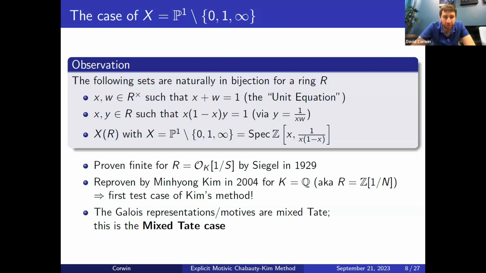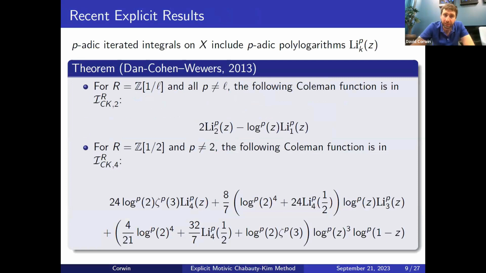And I should note, I'll refer to this later, that the associated Galois representations or motives are what's known as mixed Tate, meaning they come from iterated extensions of powers of the cyclotomic character, at least in Galois theory. So this is called the mixed Tate case. And a lot of the more recent work is trying to generalize from the mixed Tate case. But let me first tell you what has been done in the mixed Tate case.